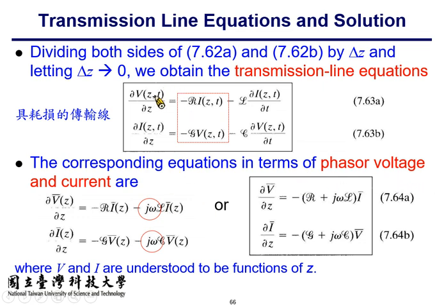So you can drop the dependence on T, by acknowledging that the signals are all sinusoidal signals of a specific frequency, then the voltage and currents can be written in this form. And if you collect the current terms and voltage terms and replace the time derivative with j omega, then it can be further simplified as equation 7.64. So for both V and I, they are all functions of position Z.